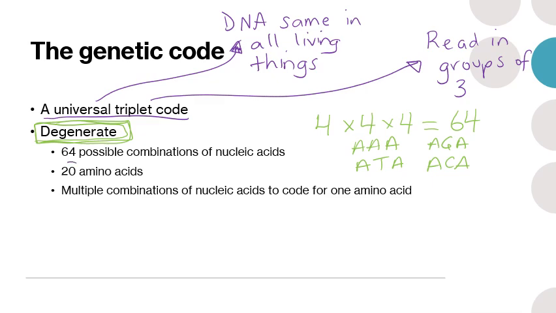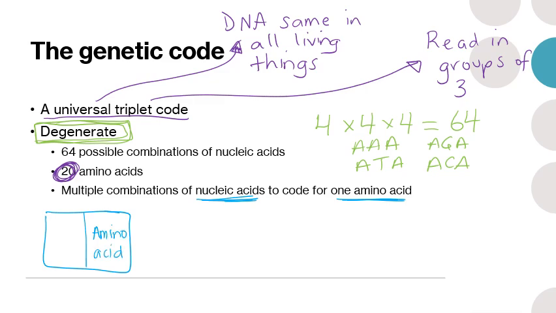But we know there's only 20 amino acids. So what that means is that you can actually have multiple triplets, multiple different combinations of DNA triplets that code for one amino acid. And you'll see this really soon. There's a fantastic table that we've got that we'll look at. And you'll see that sometimes there's a whole box for just one amino acid. And that's because there's multiple combinations that lead to it. We'll come back to this one when the table is up.